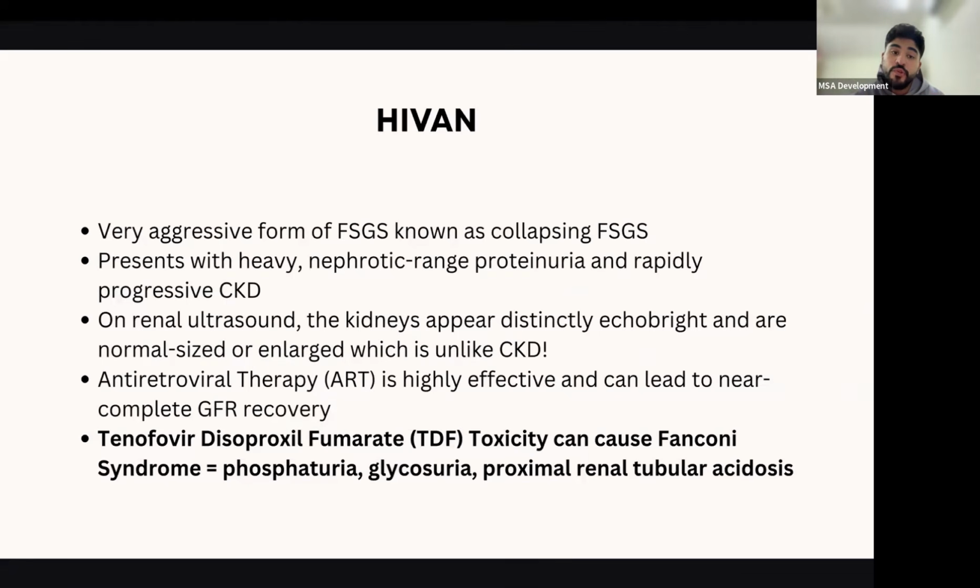Now, sometimes they usually give tenofovir disoproxil fumarate therapy. Now, this can have some toxicity. And a very common side effect is Fanconi syndrome. So Fanconi syndrome is basically one of the conditions where the kidney is going to have tubular acidosis, okay? And they usually will have phosphaturia and glycosuria as well, which means phosphate in the urine and glucose in the urine as well.